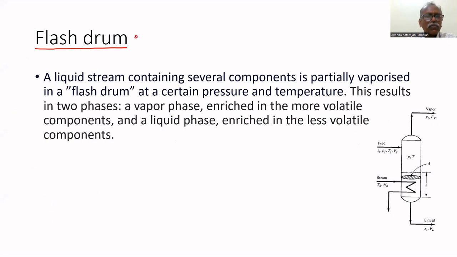For this flash drum, let us find the process variables, manipulated variables, and the possible combination of these two that we will find. To find that, first we have to find the degrees of freedom.